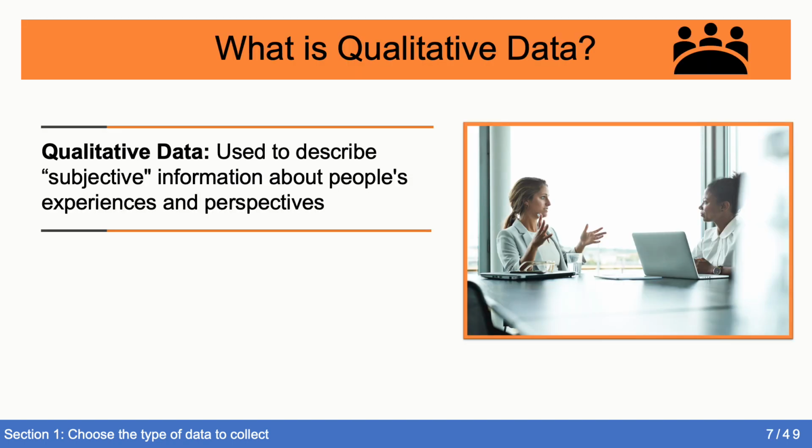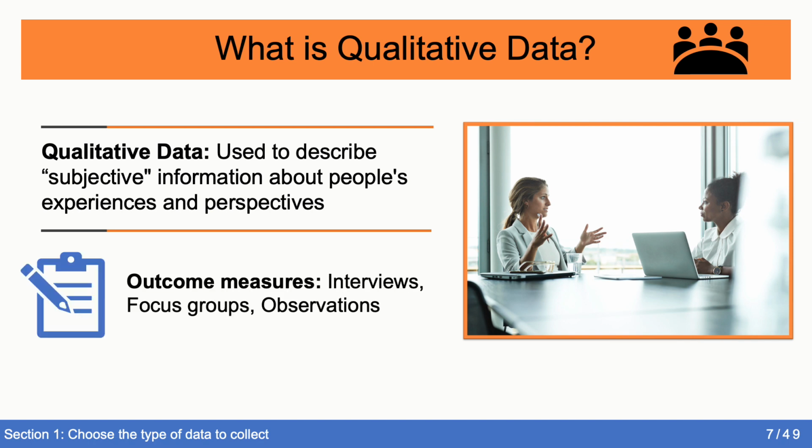The first type of data is qualitative data, which is typically used to describe subjective information about people's experiences and perspectives. In autism therapy research, this type of data is often used to learn about people's experiences with different therapies, like answering questions about what caregivers liked or disliked about a therapy for their child and why. The research team will look for patterns in the qualitative data to describe people's experiences and perspectives.